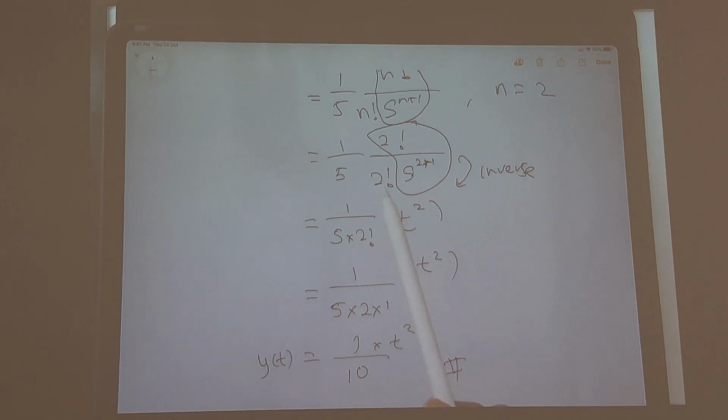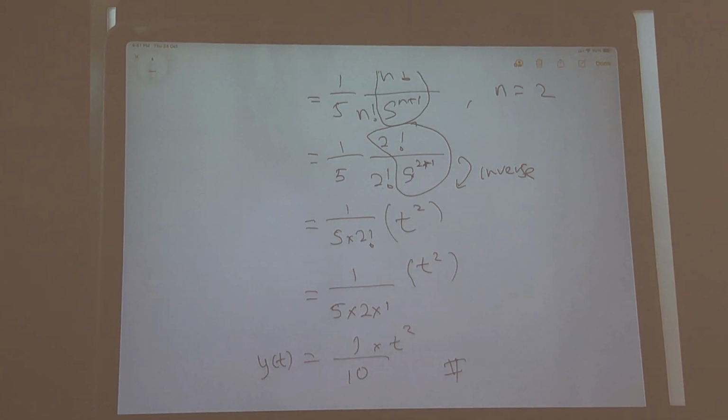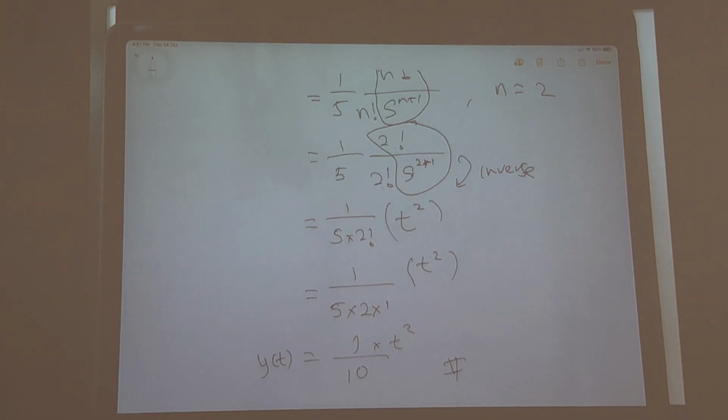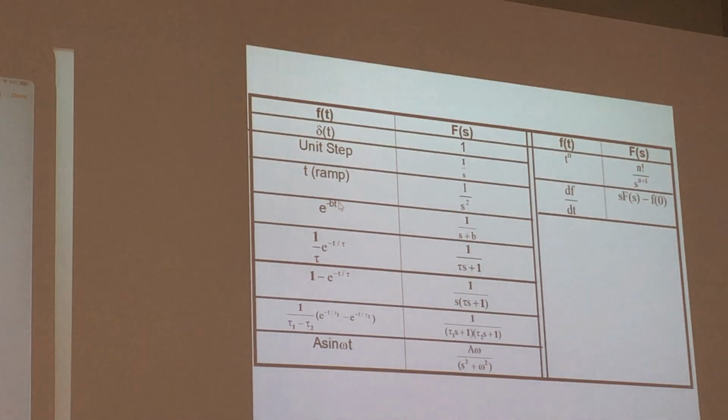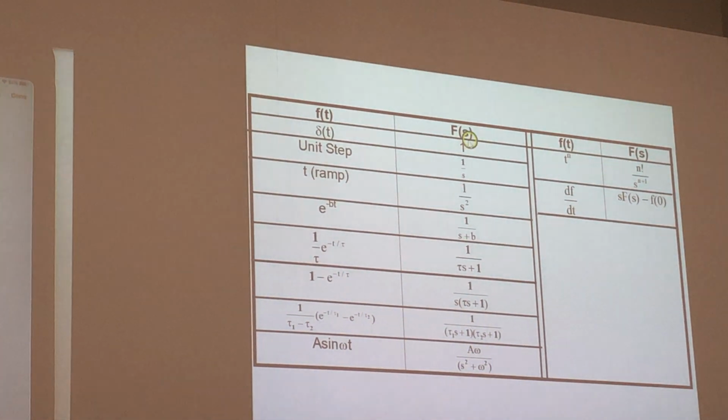You mean this one? Because I want to make it similar to what I have in the table. Whatever you have on the S side, you must always arrange it to either 1 over S, 1 over S squared, 1 over S plus B, or this one, or this one. Only when you are in this format can you inverse and get this. So you must always arrange your S into this side. When you practice more, yep.